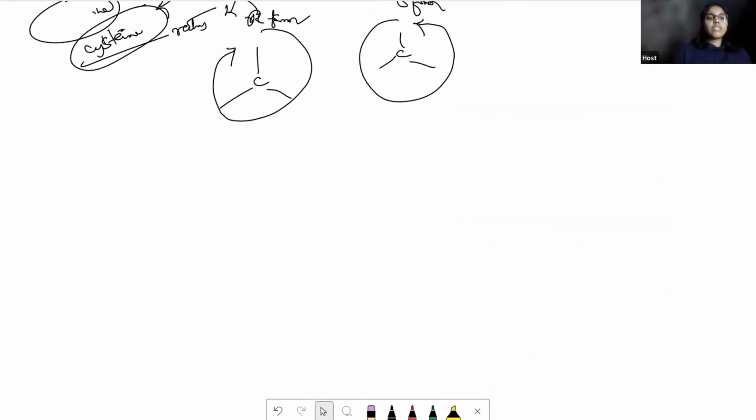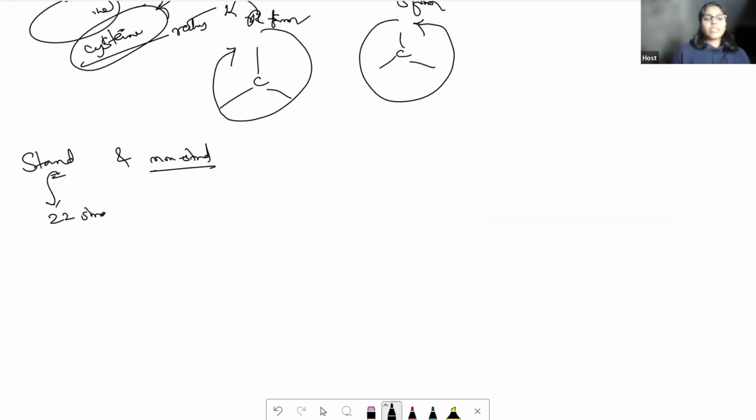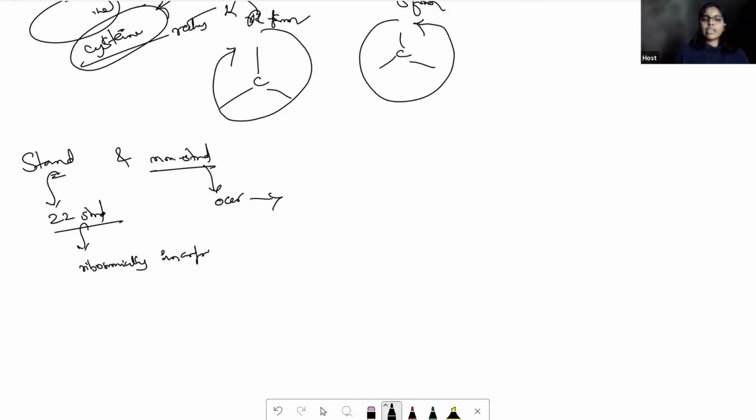Okay. One more thing is standard and non-standard amino acids. There are 22 standard amino acids. These standard amino acids are ribosomally incorporated into the protein. Non-standard amino acids occur in nature, but are not ribosomally incorporated. So of the 22 standard amino acids, we study 20 standard amino acids, their configuration, and their classification.